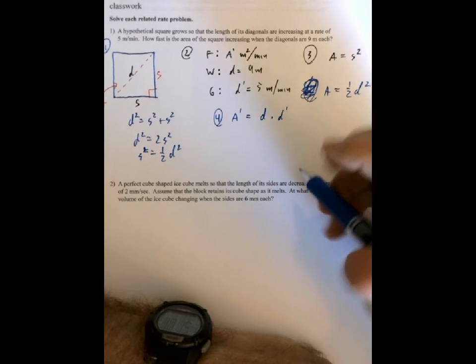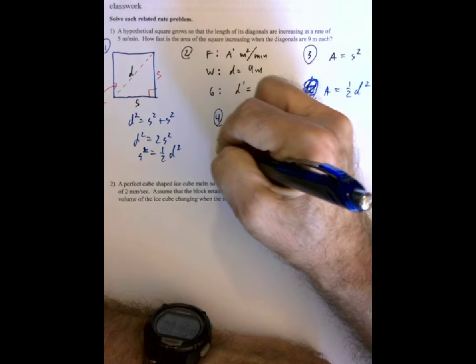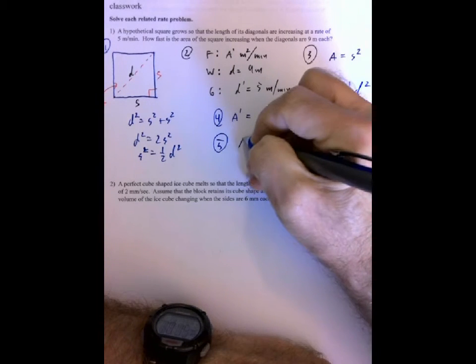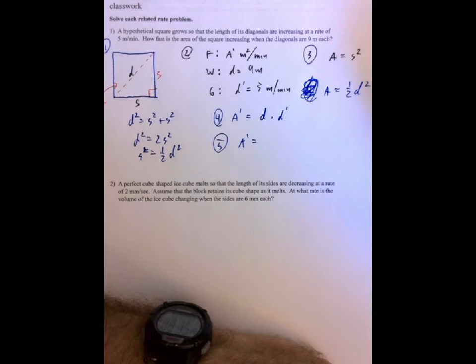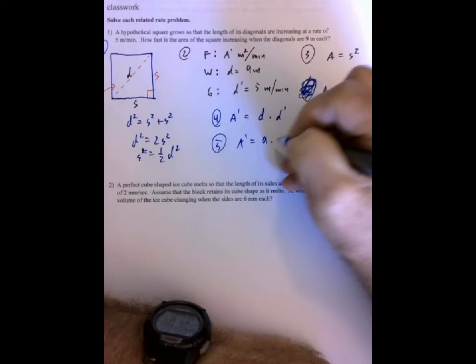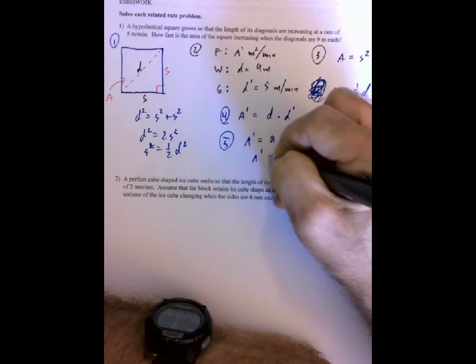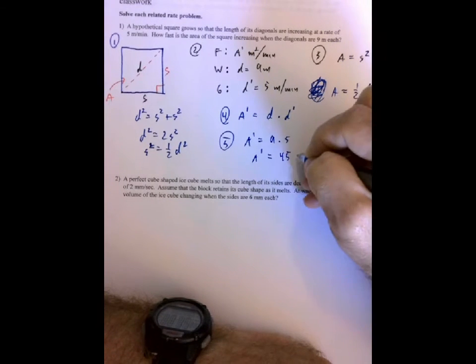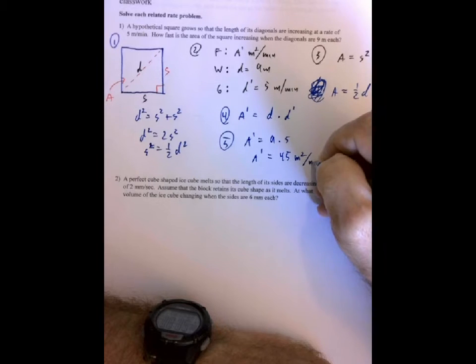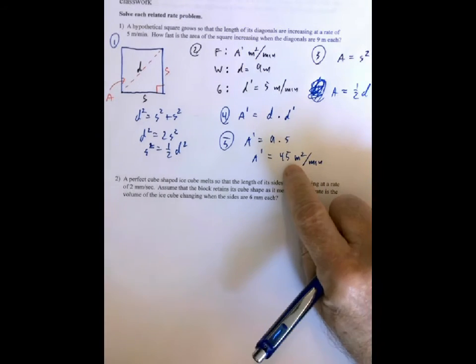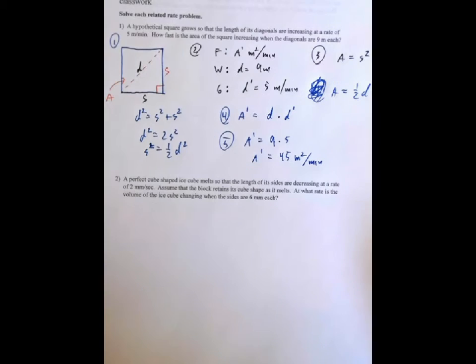we plug the numbers in. That's step 5. Okay, a primed is what we want to know. So a primed is equal to d, which is 9, times d primed, which is 5. So a primed is equal to 45 meters squared per minute. And you see that comes out to be positive because the area is increasing. Okay? Now, so that's one. And in your work for today, you're going to have one or two of those to work on.